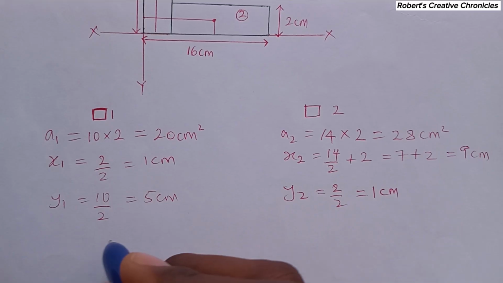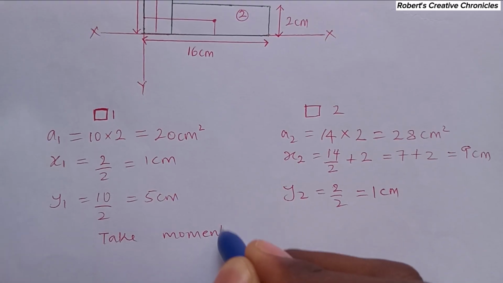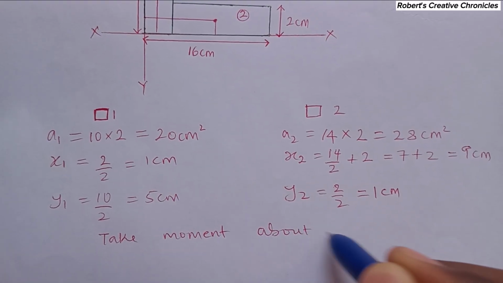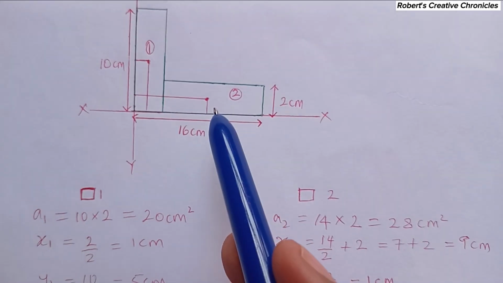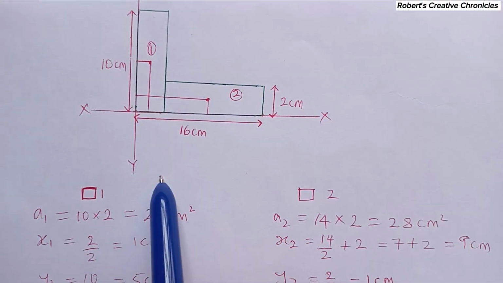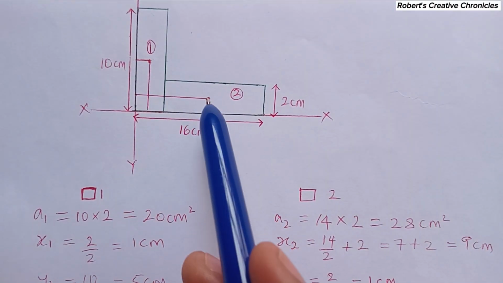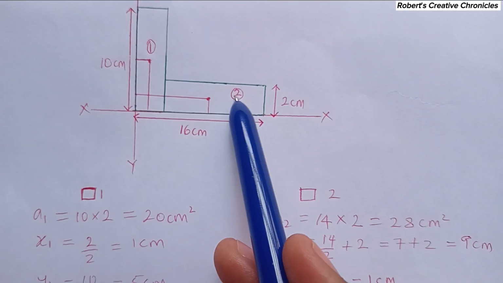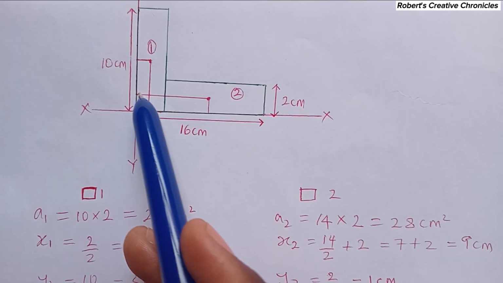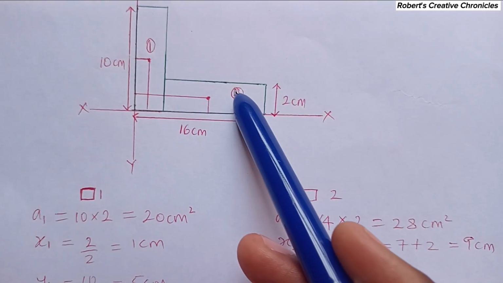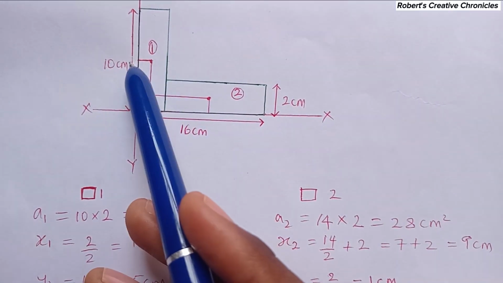So now, when we take moment about the y-axis, what are we going to get? It will be these areas, there's A2, there's A1, times the distance from this y-axis, like we do in normal force times distance. So it will be this area times this distance, plus this area times this distance.